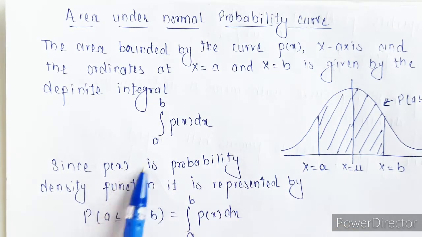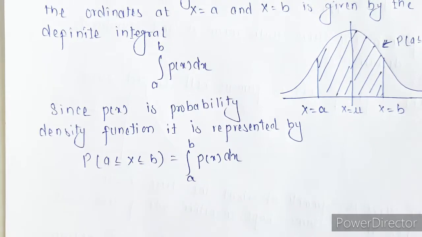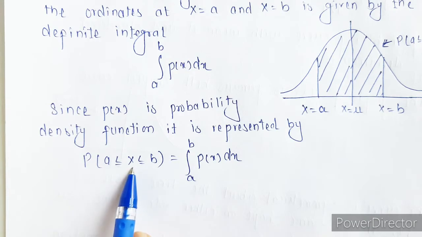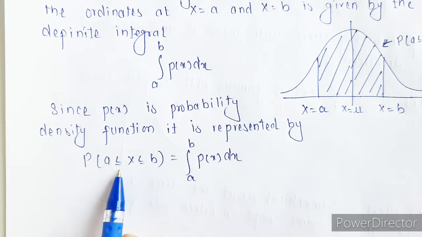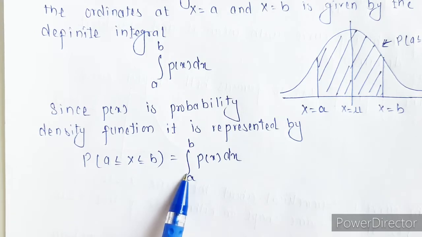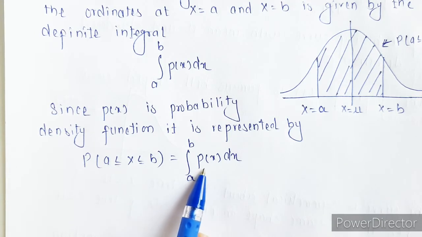Now since this p of x is a probability density function, whatever curve we have here is nothing but the probability density function. So we can represent it as P from A to B. The random variable x will vary from A to B, and we can calculate the area from A to B, the probability from A to B, by the definite integral, that is, the integral of the density function from A to B.